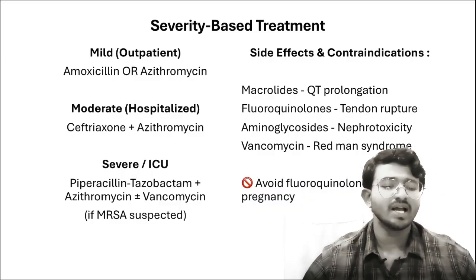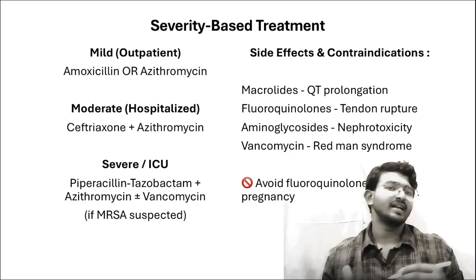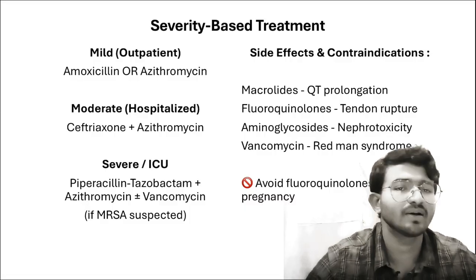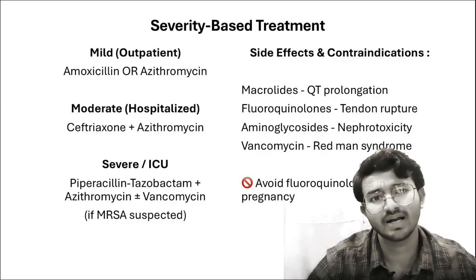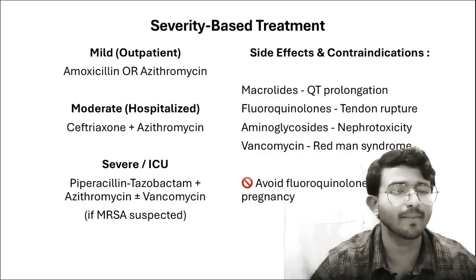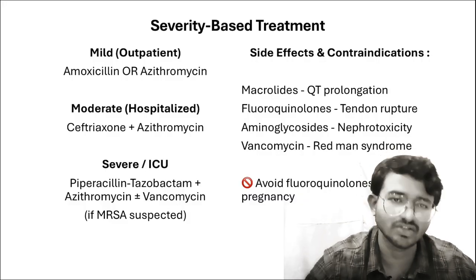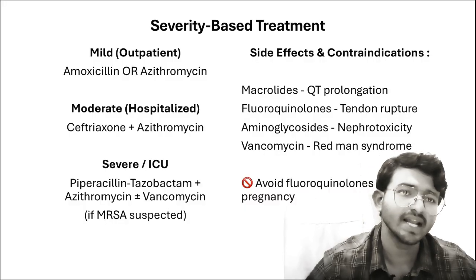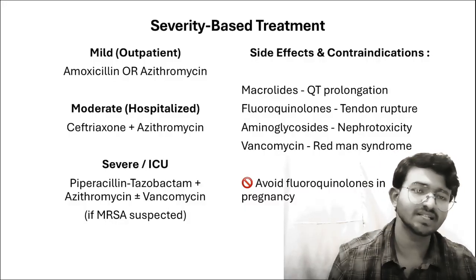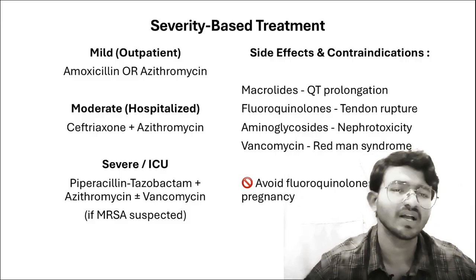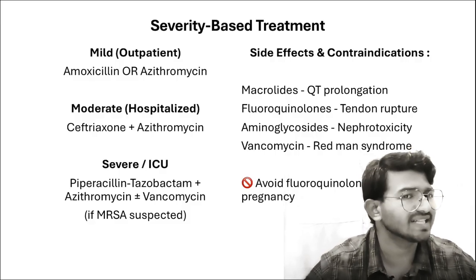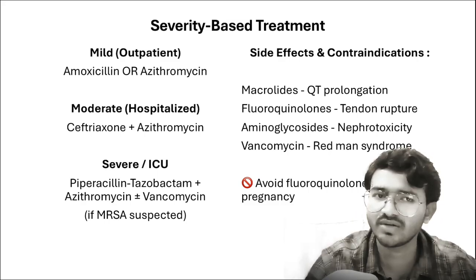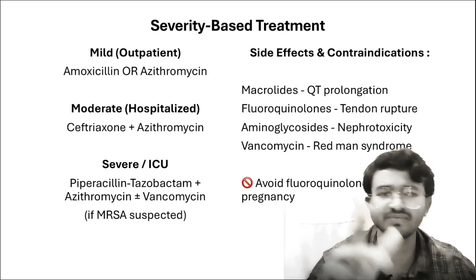Now, based on severity we can treat the patient as mild, moderate or severe. For mild pneumonia, for outpatients, we can treat with amoxicillin and or azithromycin, or we can give a combination drug also. Next, moderate. In moderate pneumonia, for hospitalized patients, we can treat with ceftriaxone and azithromycin. I already mentioned the dosage, so I am not mentioning it another time. Ceftriaxone 1 to 2 grams, azithromycin 500 mg.